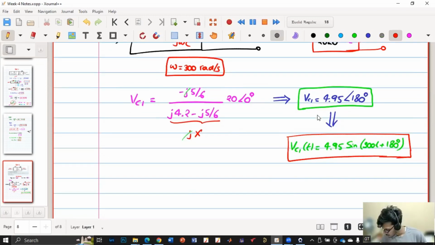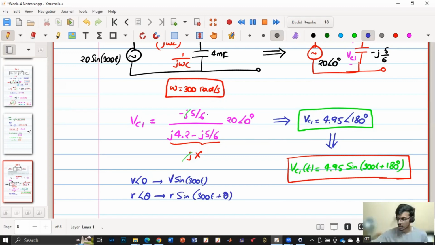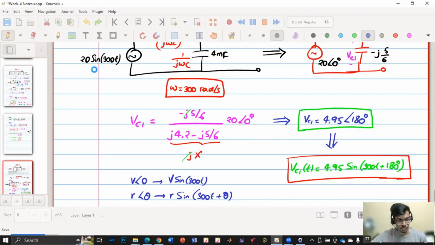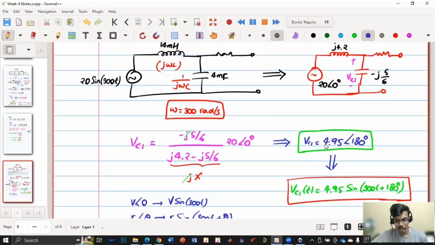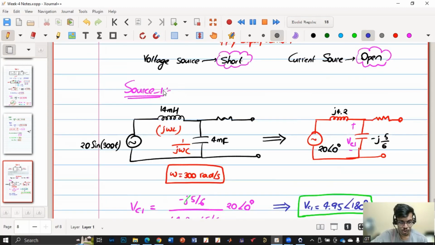Yes, sir. From our phasor convention, if it is V angle 0, which is the input, we have V sine 300t because the input has frequency 300t. Whereas if we have some R angle theta, we'll get R sine 300t plus theta, because that is the notation we are following. If 20 sine 300t is 20 angle 0, then 4.95 angle 180 degrees will be 4.95 sine 300t plus 180 degrees. Okay, and this is due to source 1.